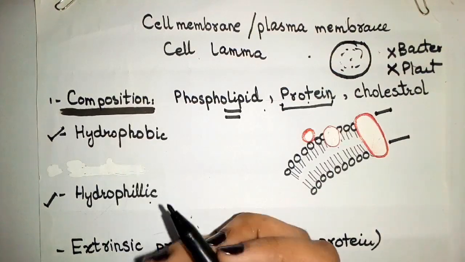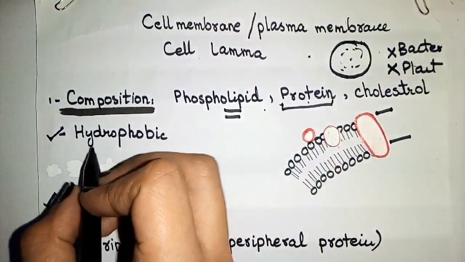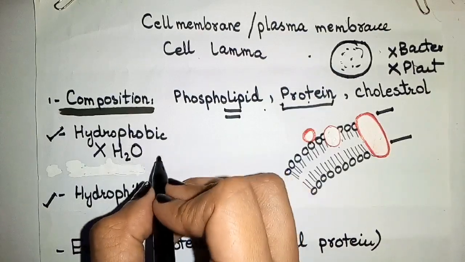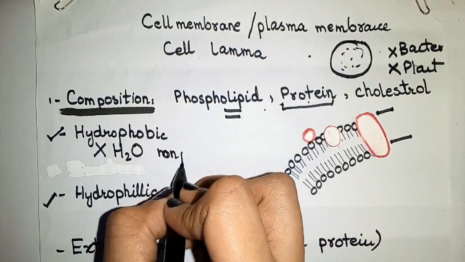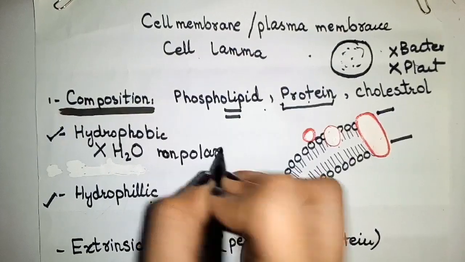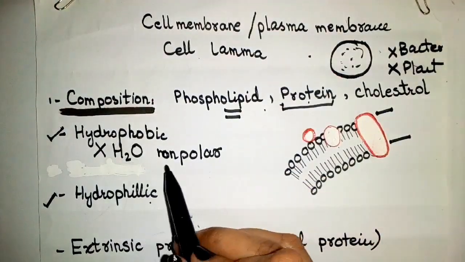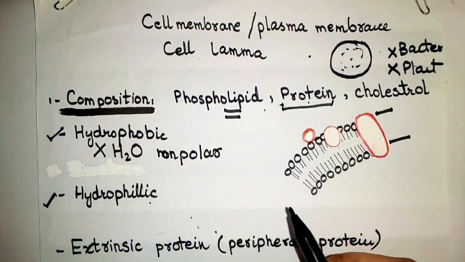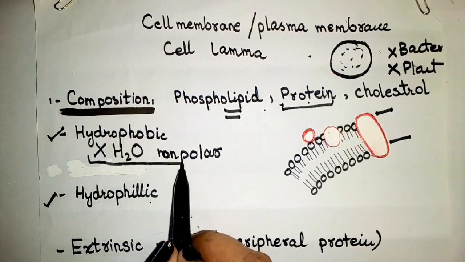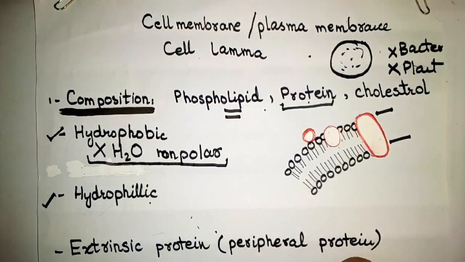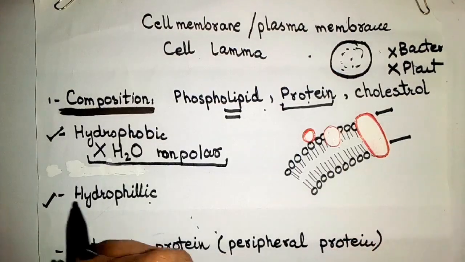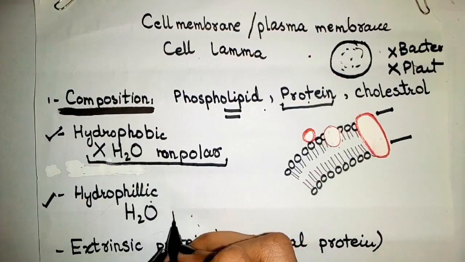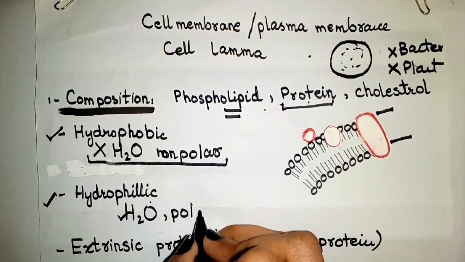First thing, what is hydrophobic? Hydrophobic is a word we use for that which is not attracted by water. It means it is non-polar in nature, and it is actually lipidy in nature. It means it is not attracting water molecules. Now the other is hydrophilic, water soluble. It means it is water soluble and polar in nature.